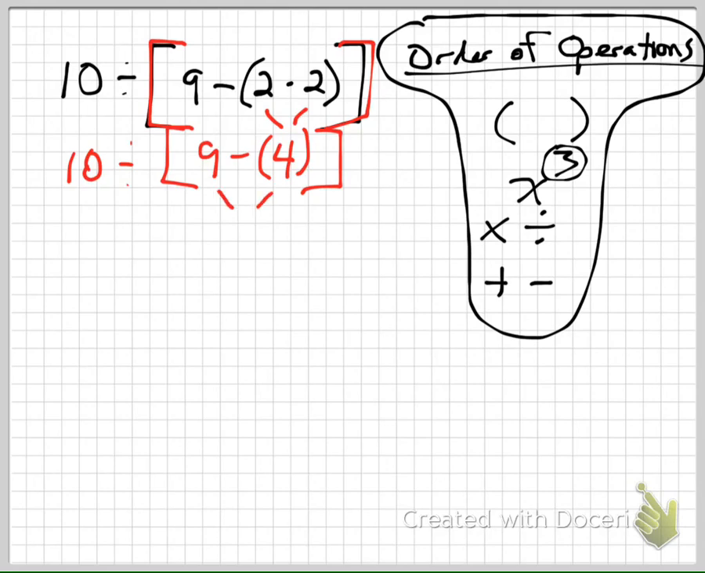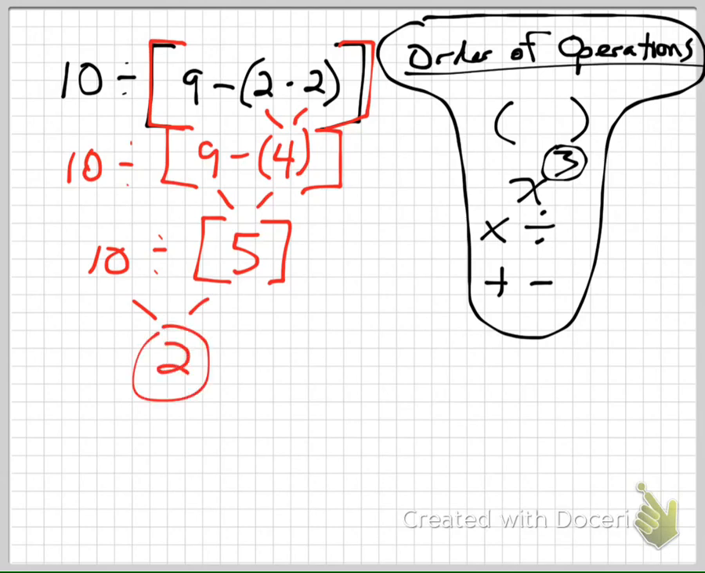9 minus 4 is 5. You can leave it in brackets if you want to. 10 divided by 5. Now there's something else to do. 10 divided by 5 is 2.